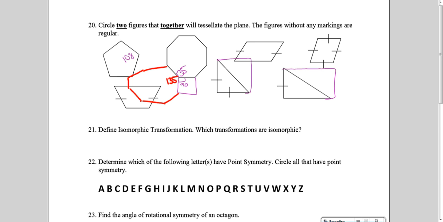Okay, an isometric transformation is a transformation where the preimage is congruent to the image.